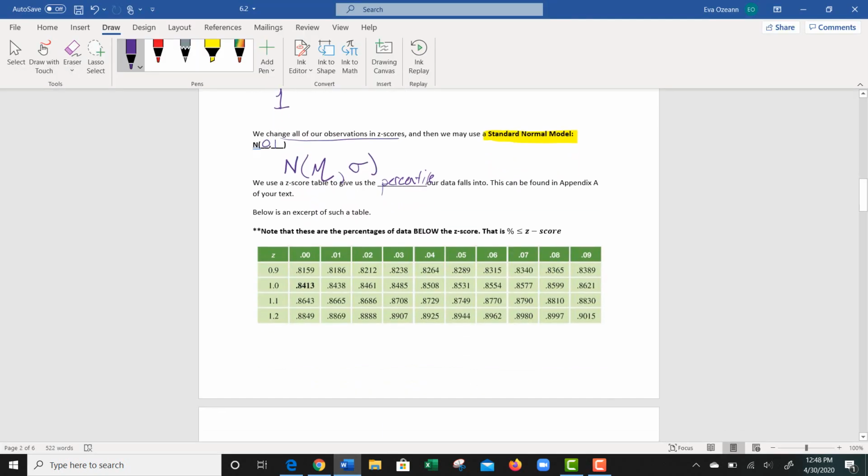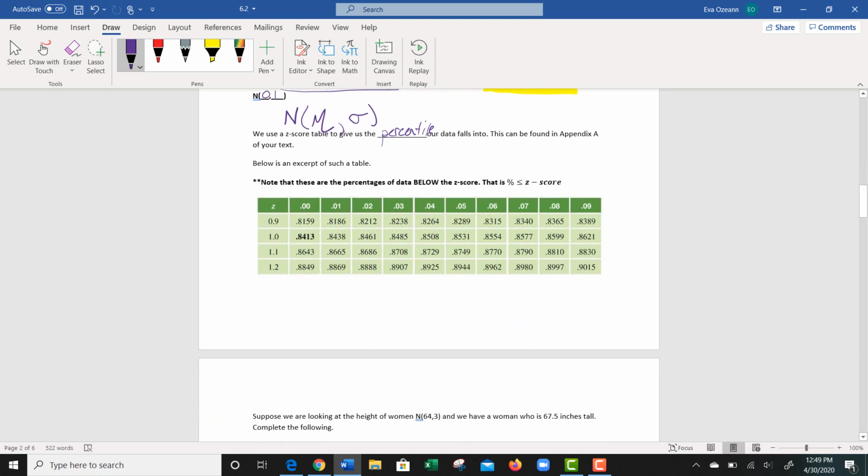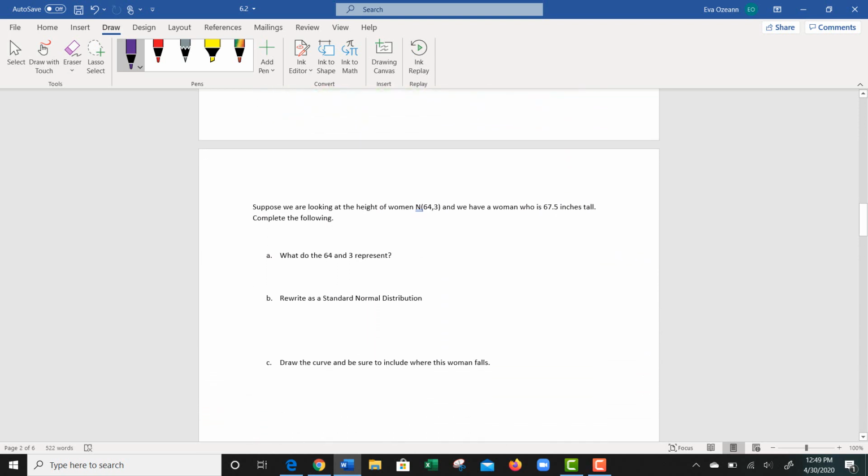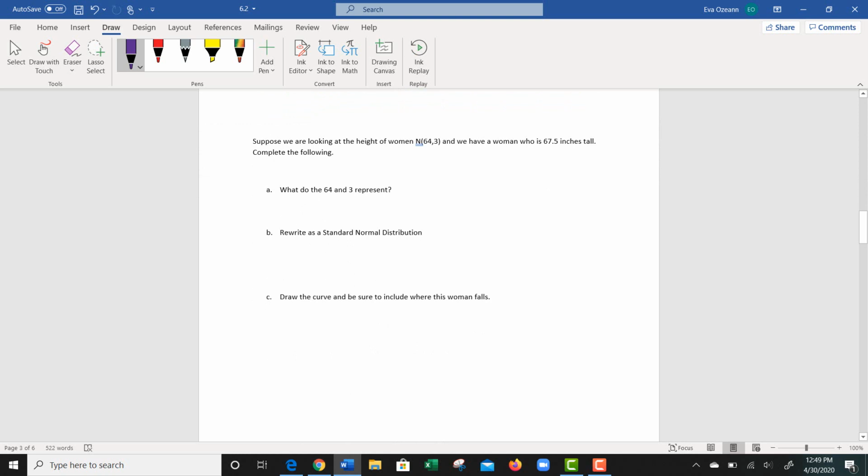So, here's how we are going to use this z-score table. First, we are going to be looking at the height of women, described as N(64, 3), and we have a woman who is 67.5 inches tall. So first off, what do the 64 and the 3 represent? That represents an average, so you can think of this as an x-bar equal to 64, and a standard deviation, which you can think of as SD, of 3.